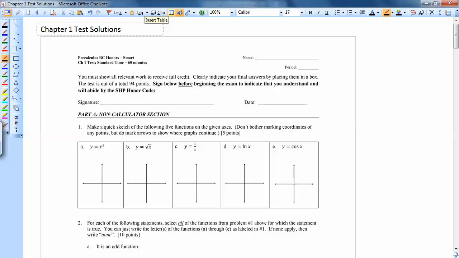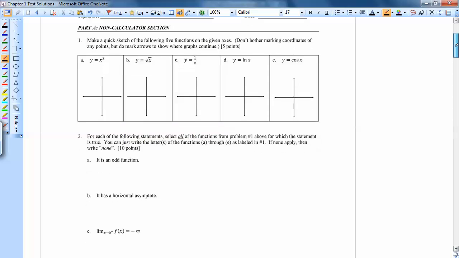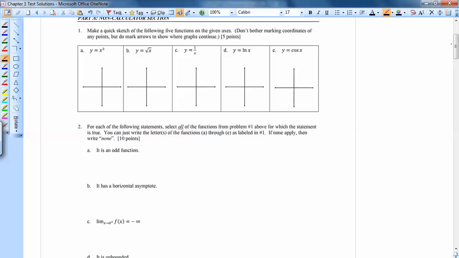Okay, so let's look at the first page of the Chapter 1 test. We went over this in class, but not everyone was there. So the first part is you have to make a quick sketch of these 5 functions. So x cubed, most people got this all right. So x cubed looks like this.